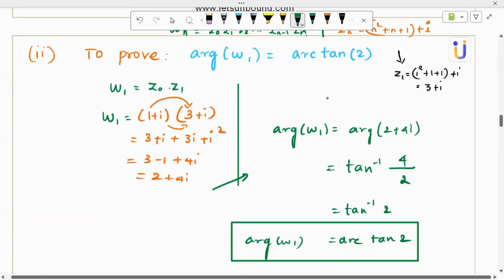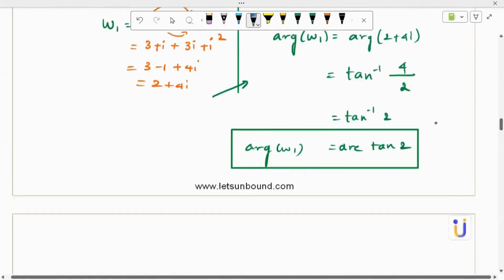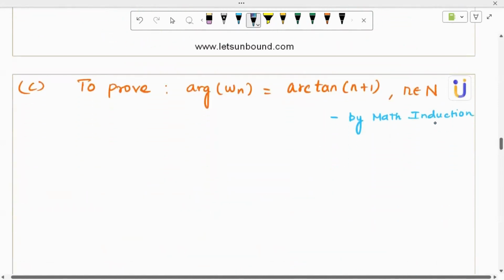Right? That's simple. And every time when you're solving the question, just go back and check what are the conditions. Even if it is not mentioned in part B, it might be from the major case or in part A. This will work. That's simple. So next, to prove argument of W, this is the last part, equal arc tan n plus 1.